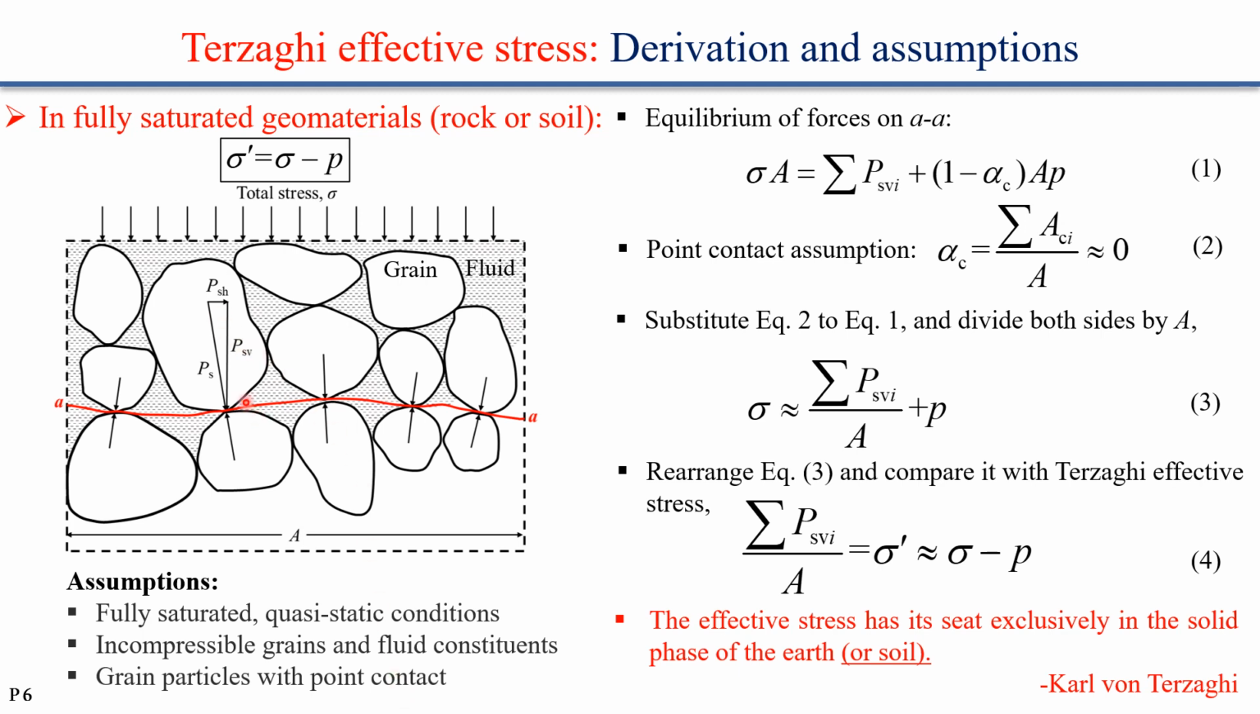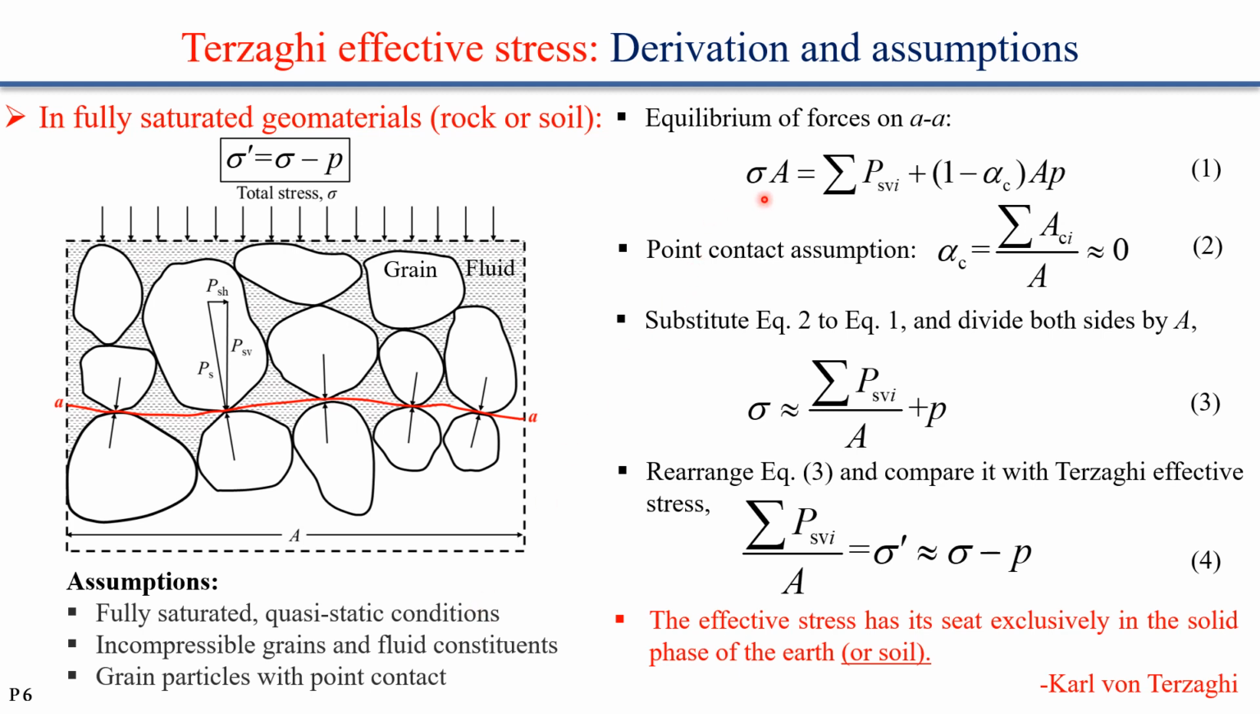Then at this contact point, there is a contact force P sub S, which can be resolved to the horizontal and vertical direction. If we draw a near horizontal cross section passing through a series of contact points from 1 to I, then we have the equilibrium of forces on A because of the quasi-static conditions.